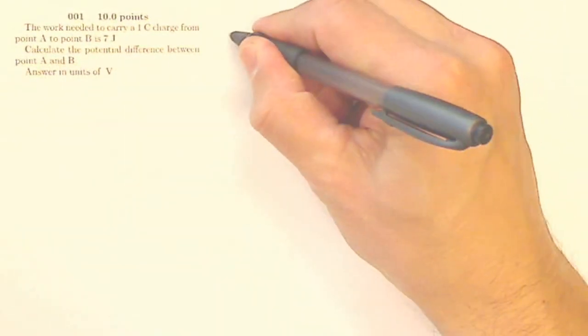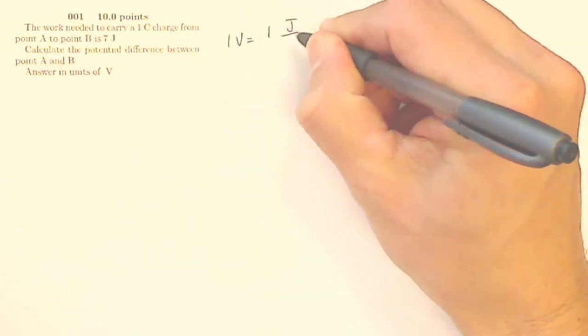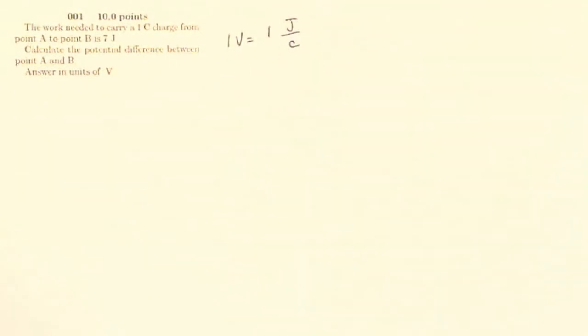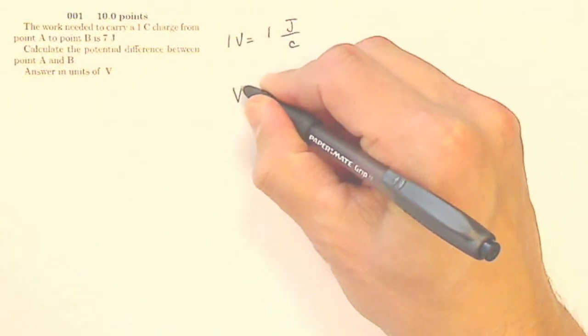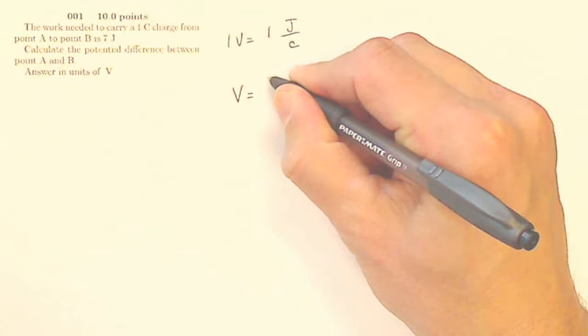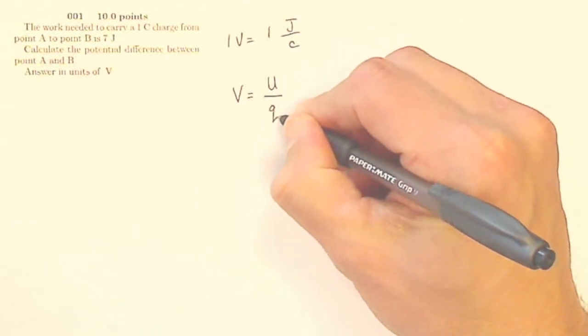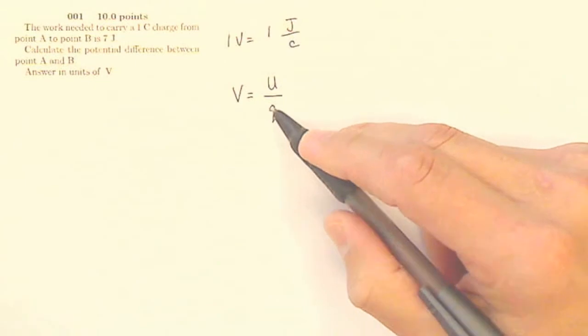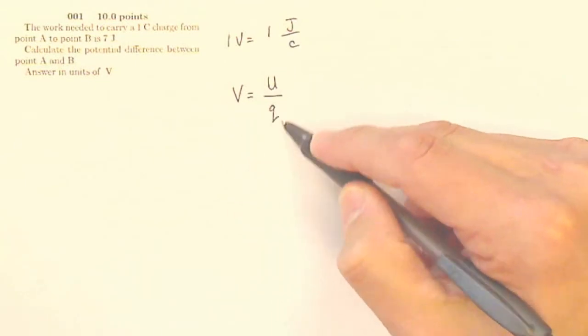Well, one thing I know is that 1 volt equals 1 joule per coulomb. So volts are joules per coulomb. I also know that my voltage is going to be my amount of energy, which is U, divided by the amount of charge I have, Q. So if I'm moving up a certain voltage, then I'm going to gain some amount of energy per charge.